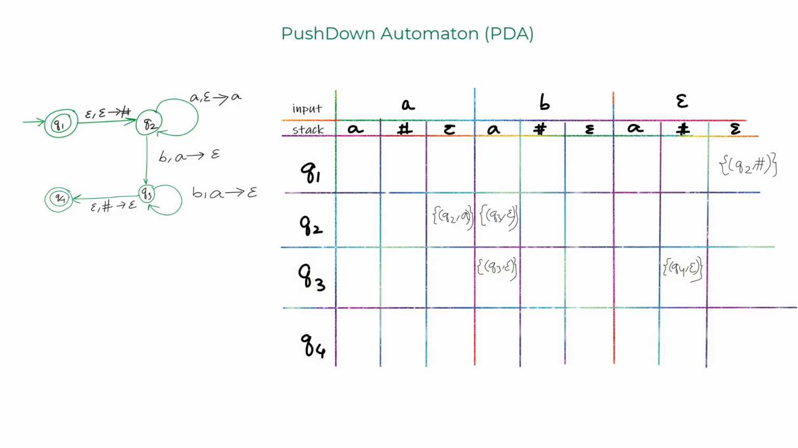Wherever it is left empty, the transition is to the empty set phi, where the PDA enters a point of no return, ending up in a reject state.